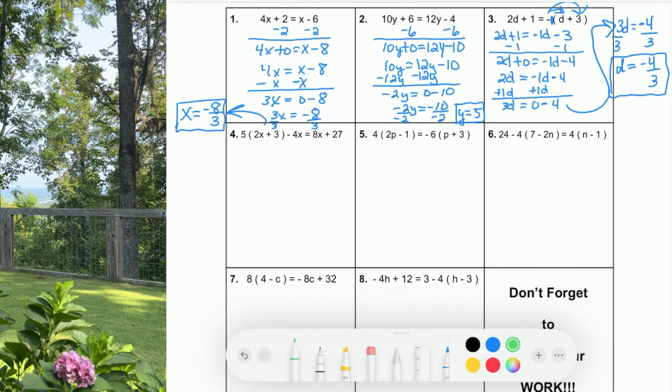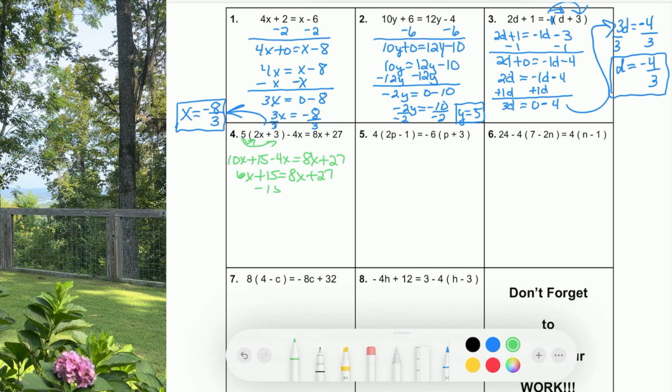I'm going to change color here just so we can differentiate. So we have 5 times 2x, 5 times the 3 here that we need to deal with. So I'm going to have 10x plus 15 minus the 4x that we already have over there, and then 8x plus 27. Combine the 10x and the negative 4x. So I get 6x plus 15 equals 8x plus 27.